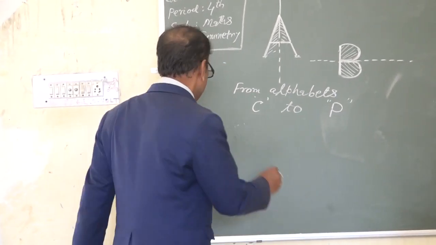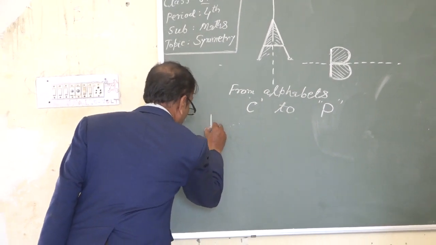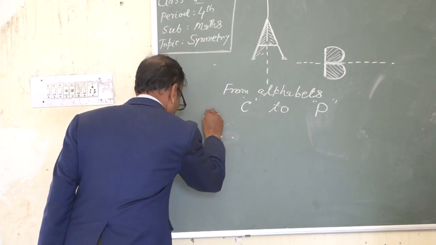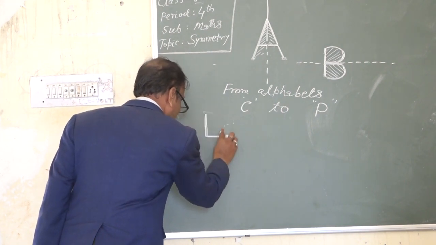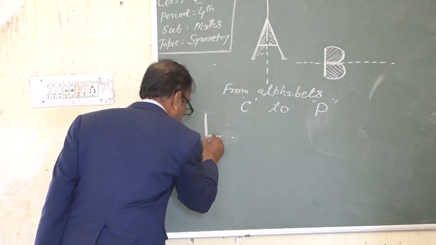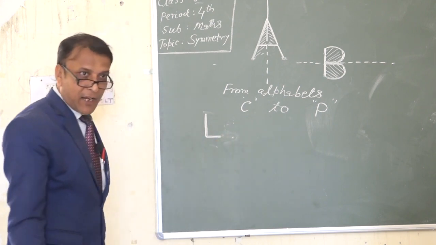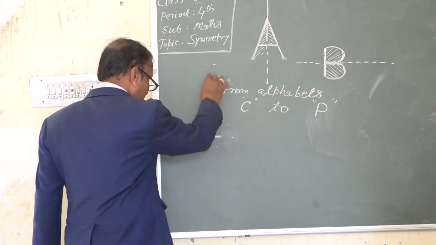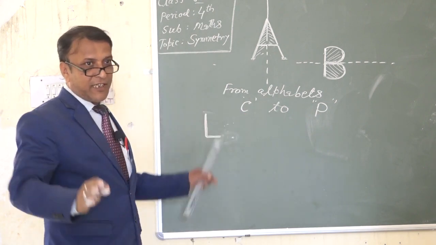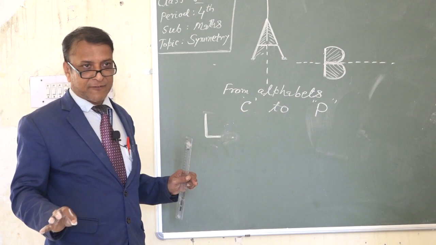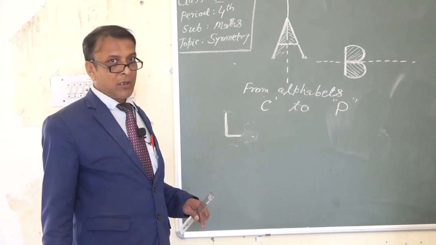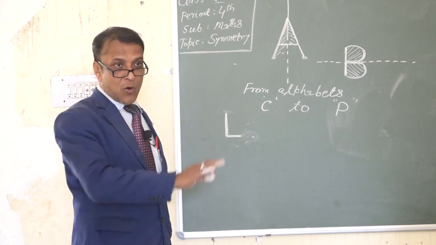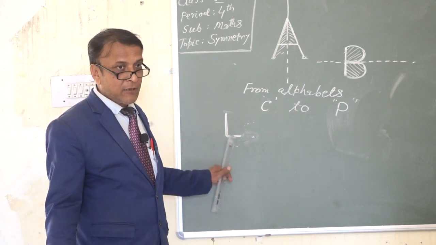For example, suppose I am taking one alphabet that is L. Can you find any symmetrical line for this alphabet L? No. Horizontal? Not possible. Vertical? Not possible, because it cannot be equal halves. So, in those cases you will write there is no symmetrical line for this.